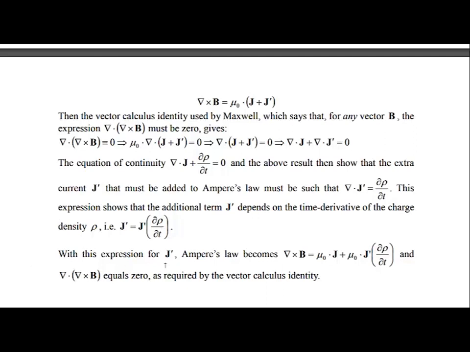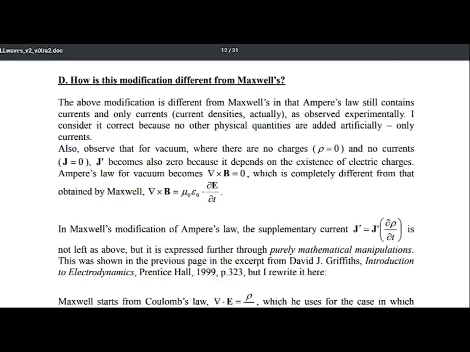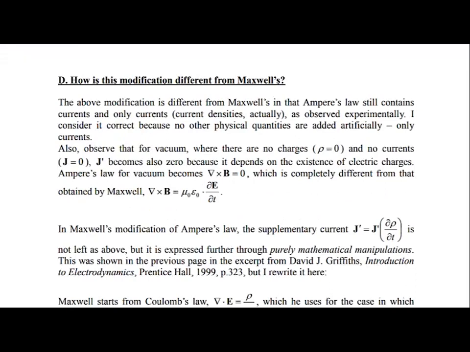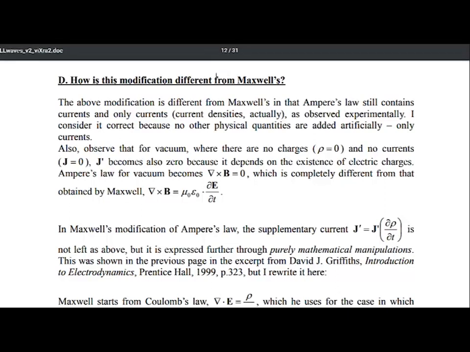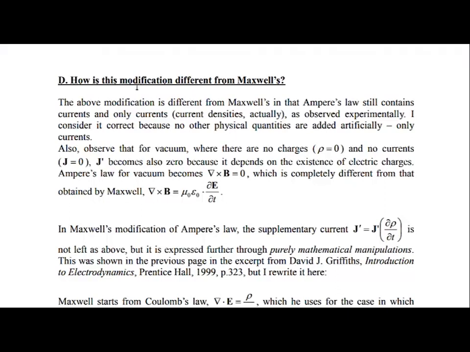With this expression for J prime, Ampere's law becomes this. A magnetic field can be created by current density, or it can be changed by changing the charge density in a region of space, and then the divergence of the curl of the magnetic field equals zero, as required by the vector calculus identity. So how is this modification different from Maxwell's modification? The above modification is different from Maxwell's in that Ampere's law still contains only currents and current densities, as observed experimentally. I consider it correct because no other physical quantities are added artificially, only currents moving through space and changing charge densities.